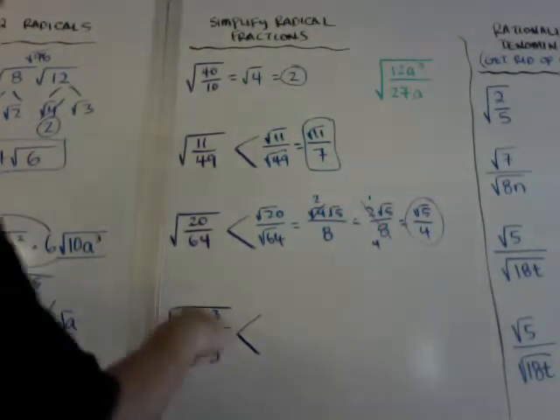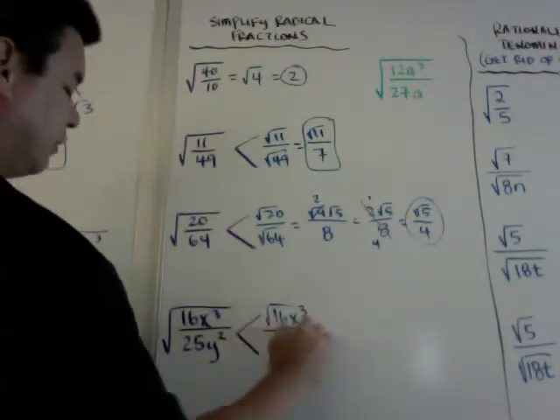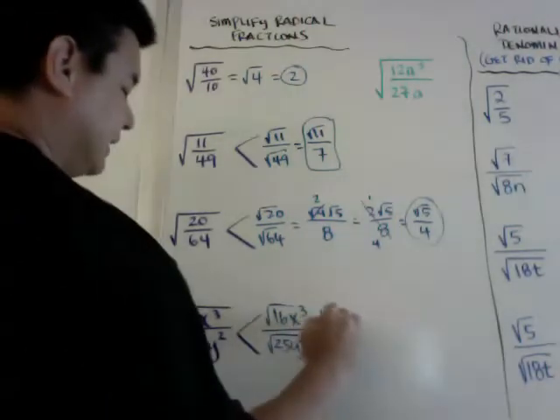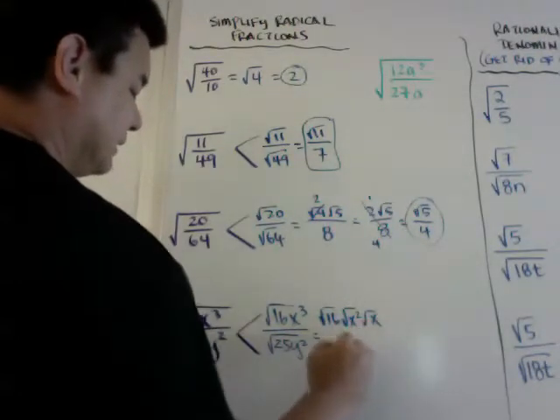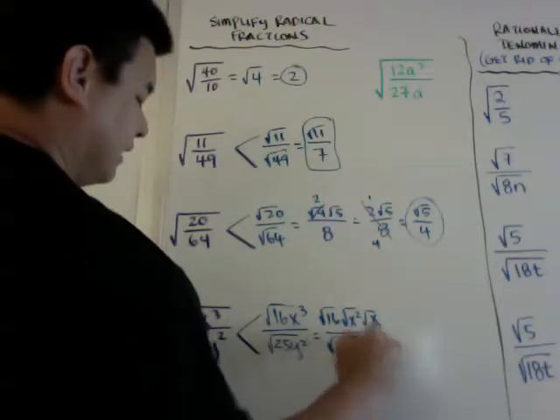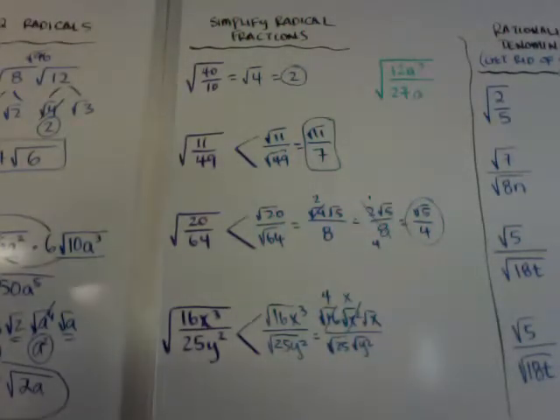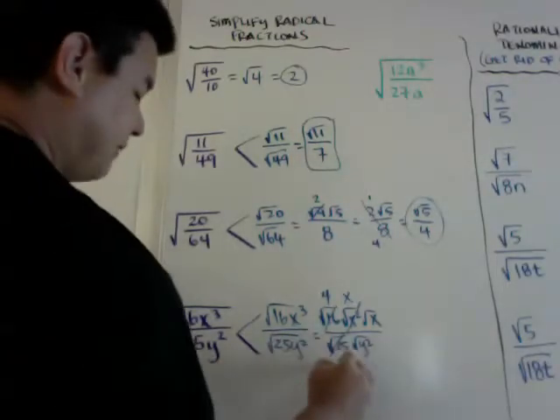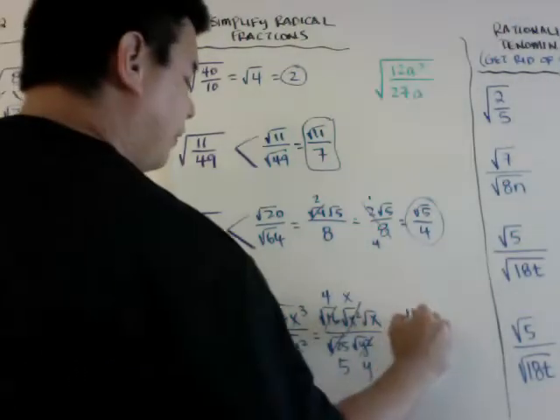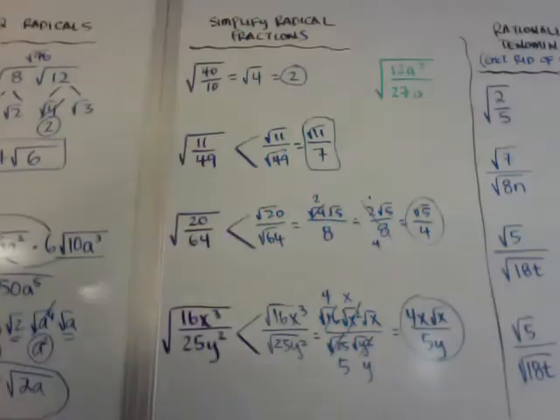Okay, here's another example with some variables now. So I'm going to split it to 16x cubed over 25y squared. This becomes radical 16 times radical x squared times radical x, and the denominator becomes radical 25 times radical y squared. So this becomes a 4. This one becomes an x. This one stays as a radical x. This one becomes a 5, and this one becomes a y. Okay, so when I combine it, I get 4x radical x all over 5y. And that's my answer.